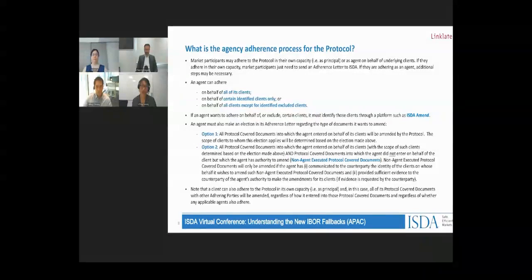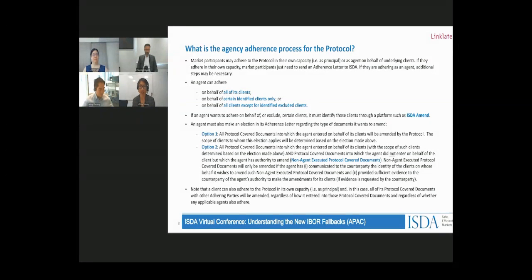So obviously, if you're an agent, you can simply amend all the protocol covered documents that you have entered into on behalf of all your clients. But sometimes some clients can say, well, actually, I have other documents that I want to amend where you as agent haven't actually entered into those documents on behalf of that client. So the protocol gives sufficient flexibility. For those documents under which the client has entered into, but the agent itself may not have entered into for those clients, those are called non-agent executed protocol covered documents.